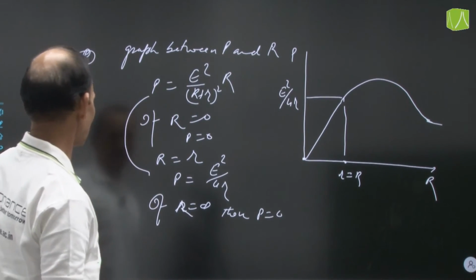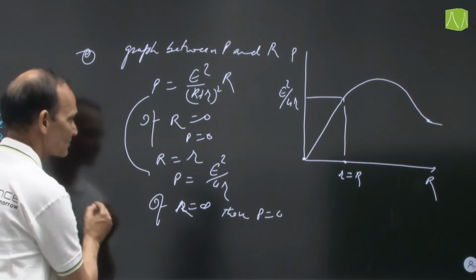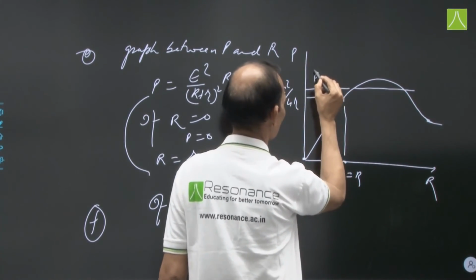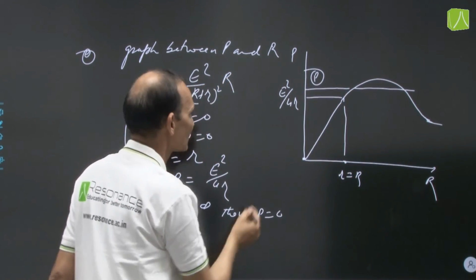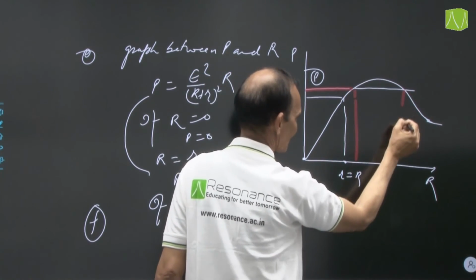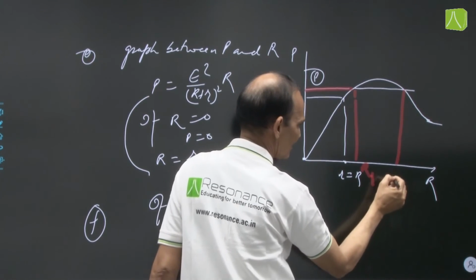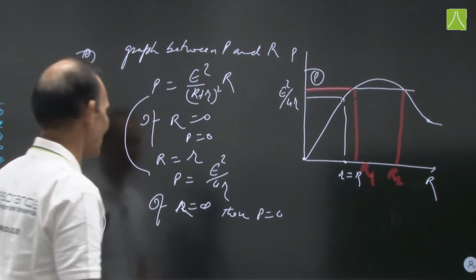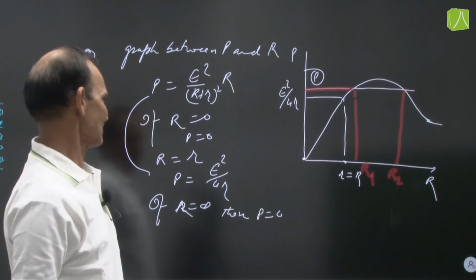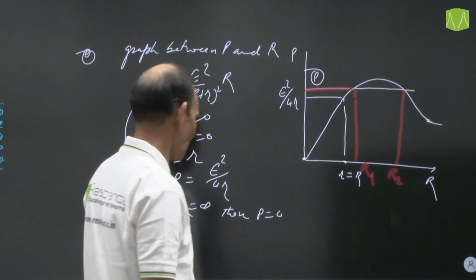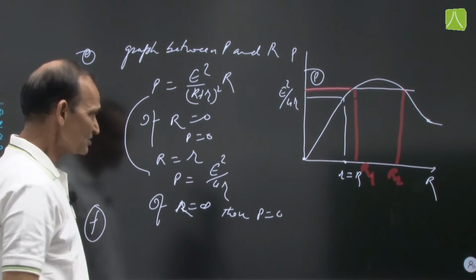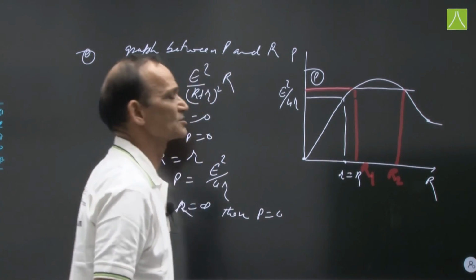Now for the next part, F, it is given that if we take any value of P, there will be two values of R, R1 and R2. In the next part F, we have to find the relation between R1, R2 and small r, that is the internal resistance. So how will we find this, the relation between R1, R2 and small r?